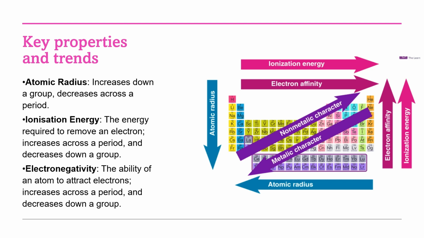Atomic radius is the size of an atom. Ionization energy is the energy required to remove an electron from an atom. Electronegativity is a measure of how strongly an atom attracts electrons in a chemical bond. Metallic character is a measure of how metallic an element is.